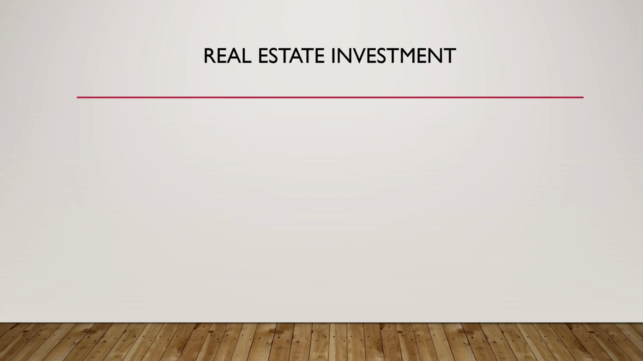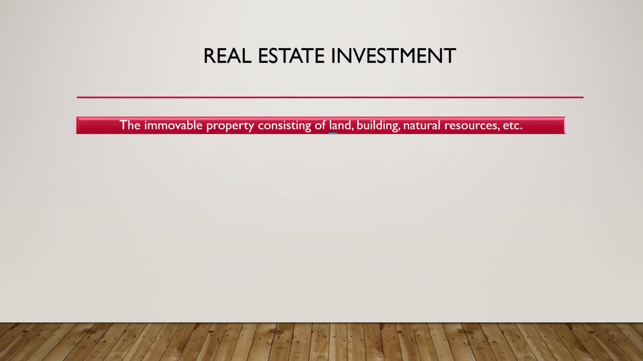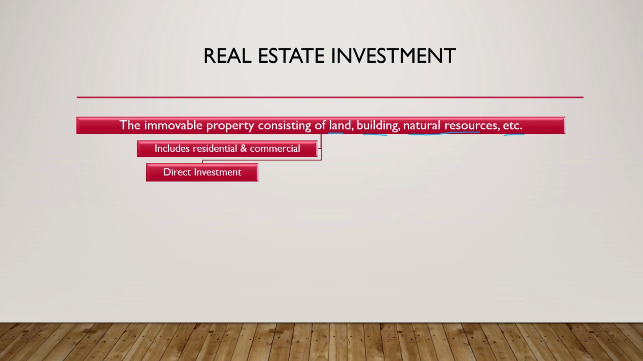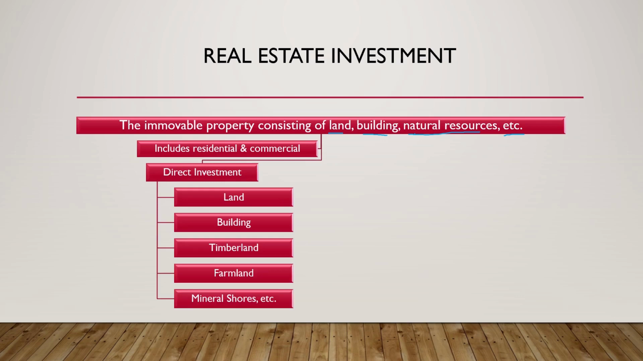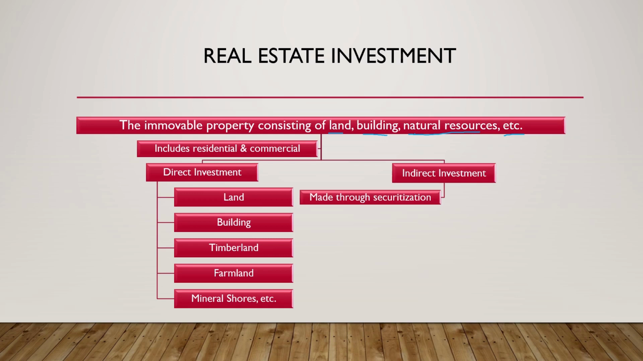Next, we have the real estate investment. Real estate is the immovable property consisting of land, buildings, natural resources, etc., including both residential as well as commercial assets. We can either make a direct or indirect investment in real estate. Direct investments involve investment in land, building, timberland, farmland, mineral shores, etc. Indirect investments in real estate are made through securitization. Indirect investments broaden the whole definition of real estate.